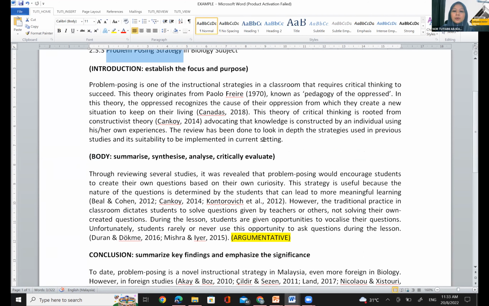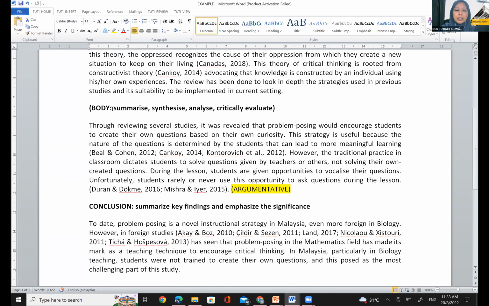Okay, alright. So examples of the body. In the body, from the readings from the previous articles, multiple articles and whatnot, kita kena summarize, synthesize, analyze, and critically evaluate. Okay, so through reviewing several studies, ini sebenarnya I nak buat connection, nak continue lah the idea tu daripada the introduction punya paragraph kan. Sebab last I cakap the review. So untuk continue in the body, I cakap through reviewing several studies, it was revealed that problem posing would encourage students to create their own question based on their own curiosity. So this will be the strategy.